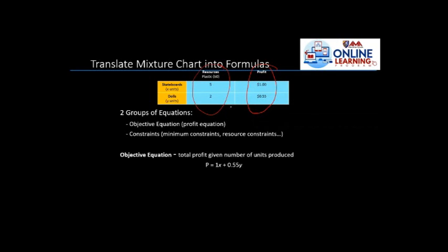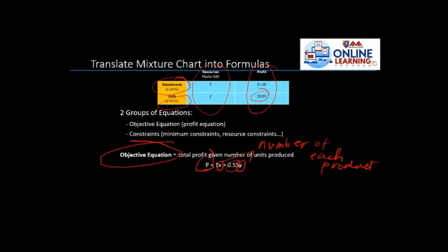So let's start with the objective function. So yung objective function or profit function is nakabase sa profit. So yung total profit P is equals to $1 times X kasi X units ang skateboard. Then 0.55 yung price niya times Y, the units. Kumbaga, itong X and Y is the number of each product. Ilang skateboards at ilang dolls ang i-produce. That is X and Y, to gain maximum profit.